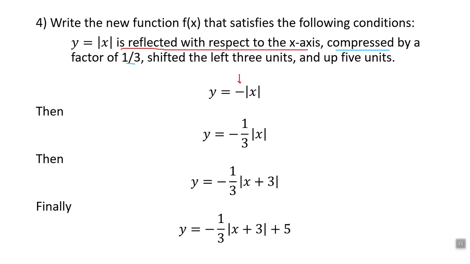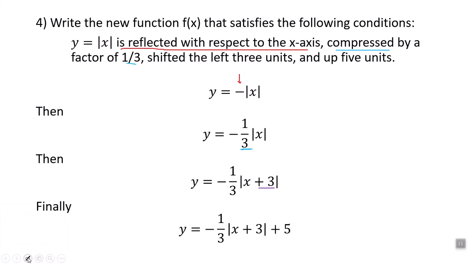Compressed by a factor of 1/3. It doesn't say horizontal or vertical, so if it doesn't make a distinction, we're going to assume vertical. So vertical compression of 1/3. Shifted left 3 units. Anytime we're going horizontally, left or right, we're inside with the x. Horizontal compression, horizontal stretch, horizontal shift left or right. It'll be inside the absolute value or inside whatever the function is. And left is going to go plus 3 because it goes to left. X minus our h value, x minus a negative 3 becomes x plus 3.